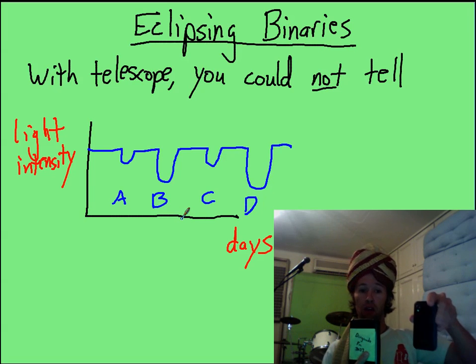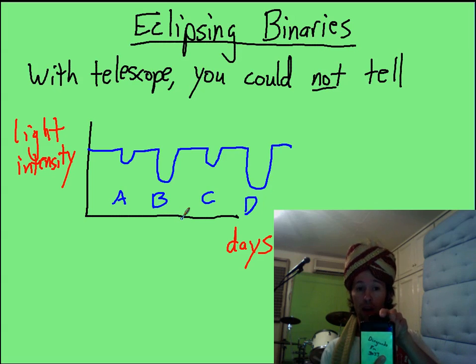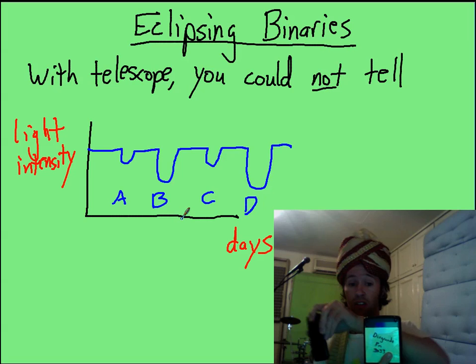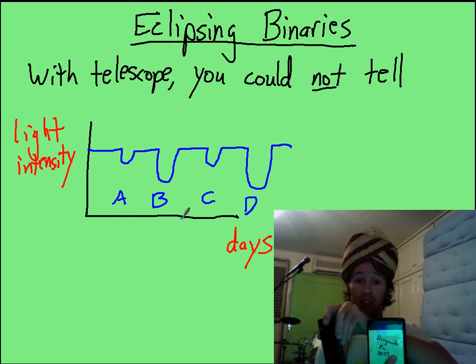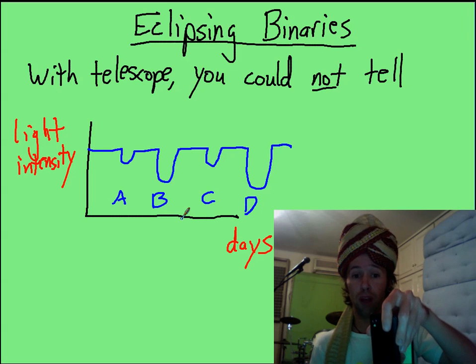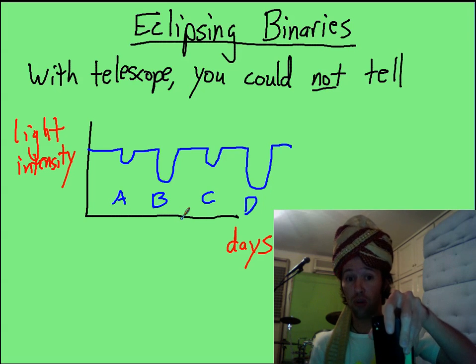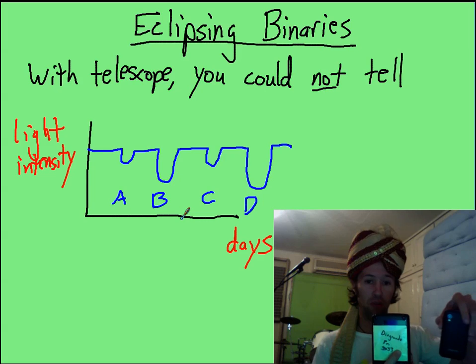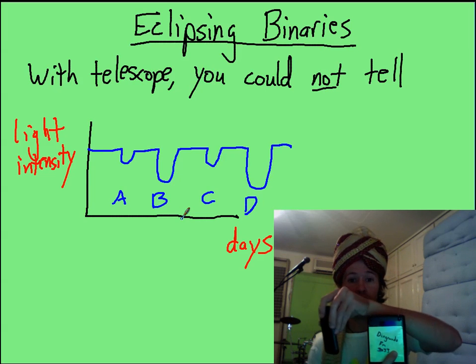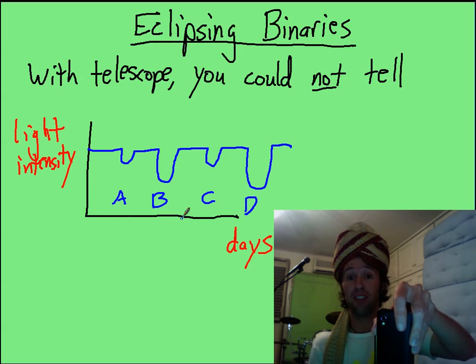When the dimmer star goes behind, the light intensity would drop, like you see at A. Then it gets over here and you get full intensity again. Then it might drop when the smaller star blocks the bigger one, like at B, and you get your lowest intensity. Then back to full. And then back to C, and then it goes back to full, and then the smaller one blocks it back to D.